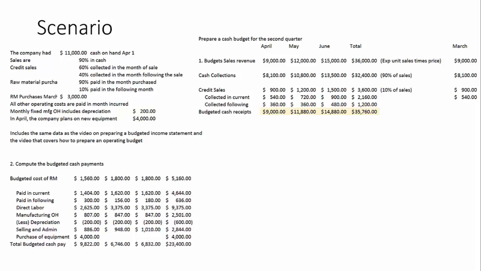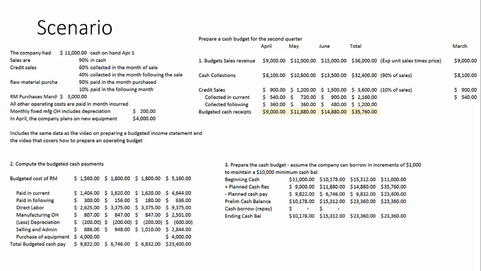So the total budgeted cash payments for the month of April would include the $1,404, $300, $2,625 of direct labor, $807 of manufacturing overhead, minus the depreciation, plus the selling and admin costs, plus the purchase of equipment. So that equals $9,822. And then you walk through pretty much the same way through each month to come up with your total cash payments. And then finally, we will actually prepare our cash budget.